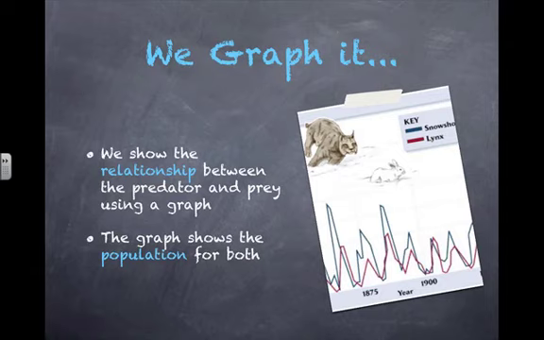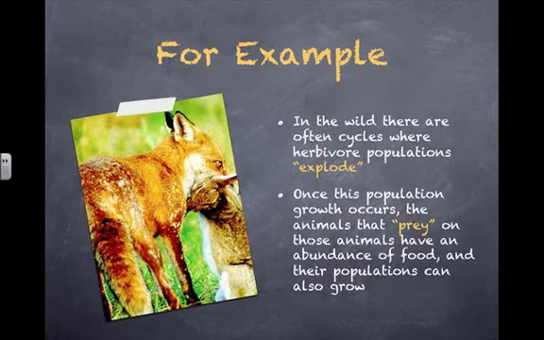Well, eventually, the food source for the rabbit runs out, or environmental conditions change, and that red line starts to go down again. And you can see at 1875, it's at an all-time low on that graph. And you can see the blue line follows behind it. It lags just a little bit behind in the cycle. For example, in the wild, there are often cycles where herbivore populations explode. Once this population growth occurs, the animals that prey on those animals have an abundance of food, and their populations can also grow.